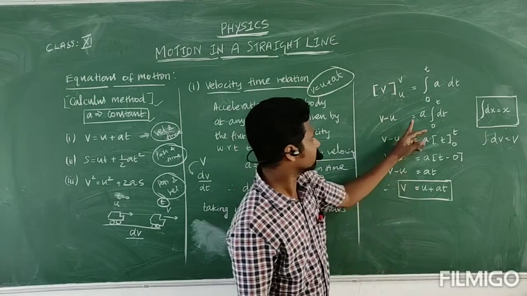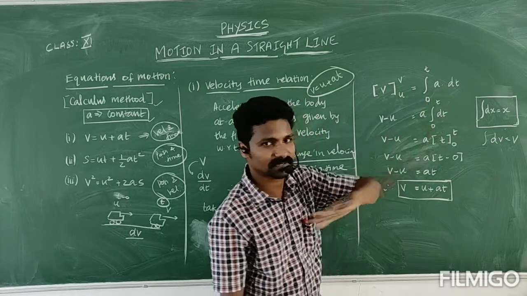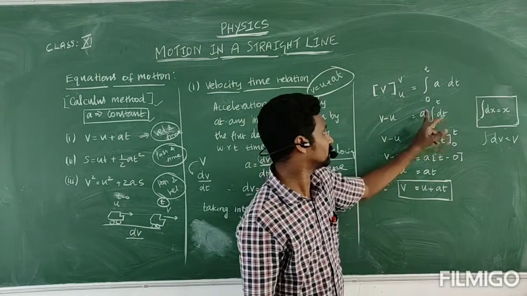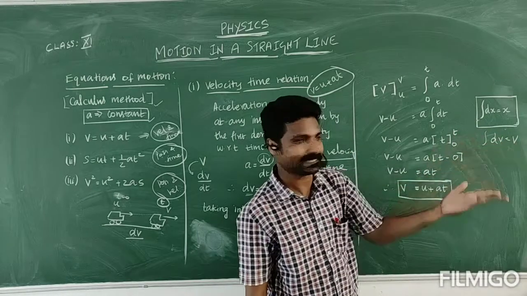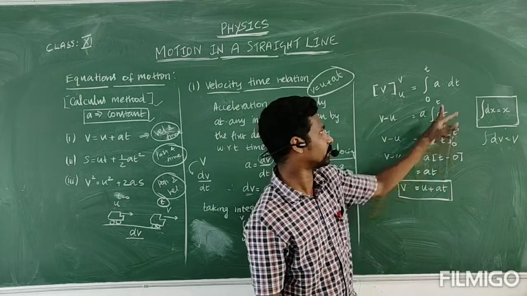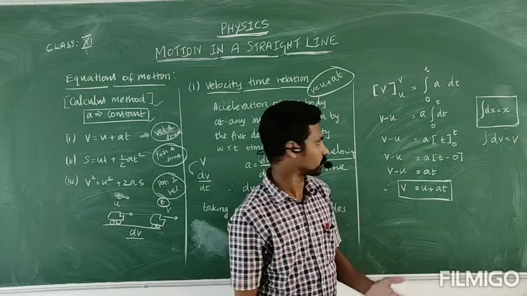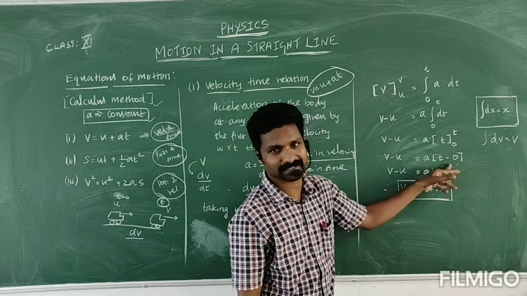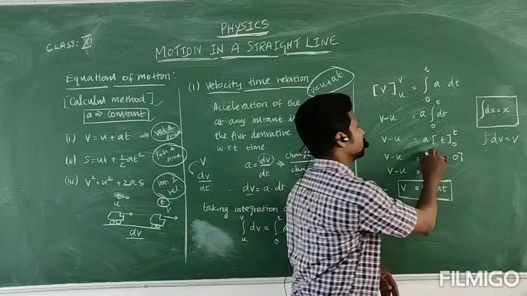Then it is equal to acceleration, which is constant, as you already know, so we can't do anything with it. Then the remaining is the integral of dt. So the integral of dt is t. Again upper limit, lower limit. Upper limit is t, lower limit is 0. Therefore v minus u is equal to a into upper limit minus lower limit, that is t minus 0. Therefore v minus u is equal to a into t, at.